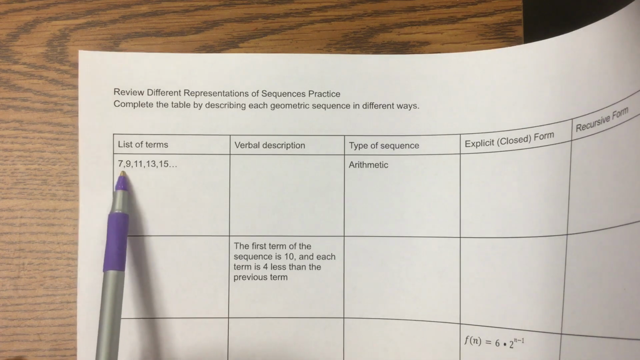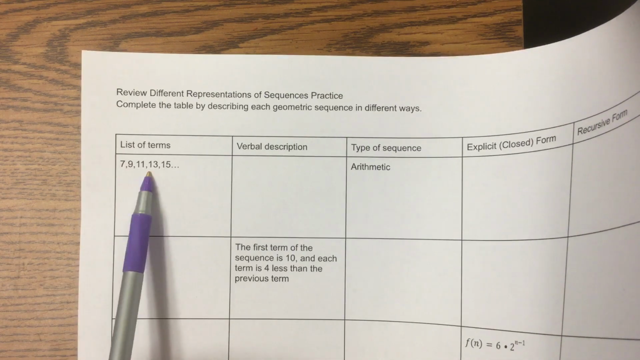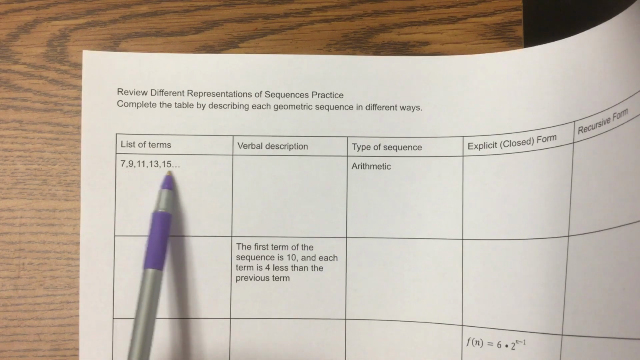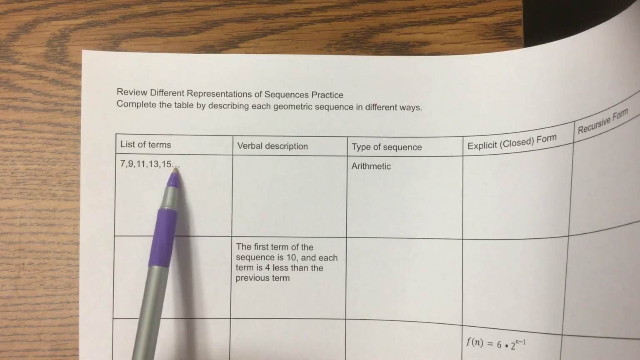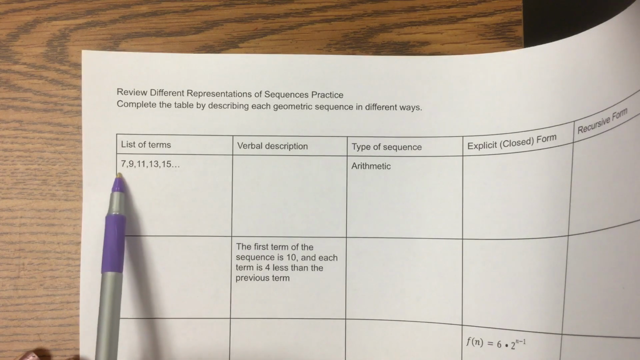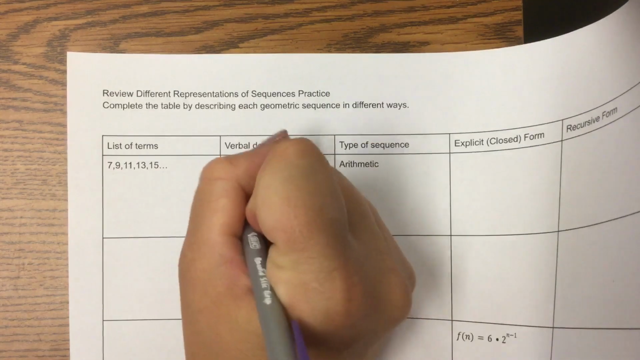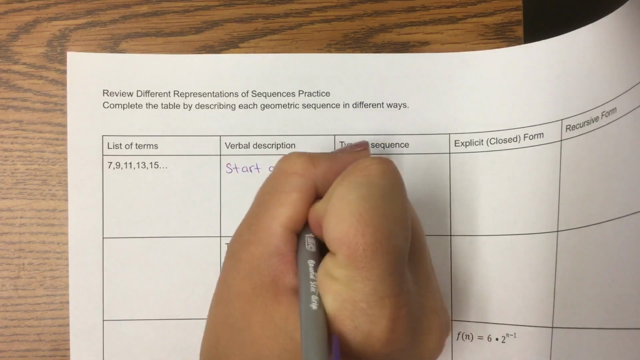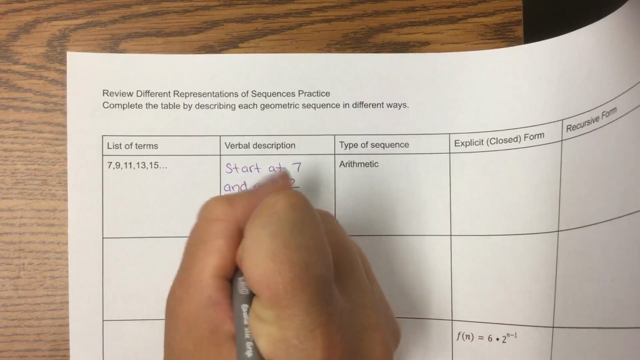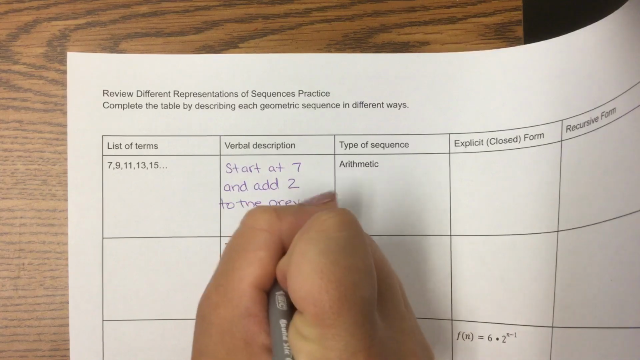So I could be given a list of terms. Remember, a sequence is just a pattern in which the next term is predictable. So I could predict that the next number is 17. How did I know that? The verbal description tells the person where to start and what the pattern is. So start at 7 and add 2 to the previous term.